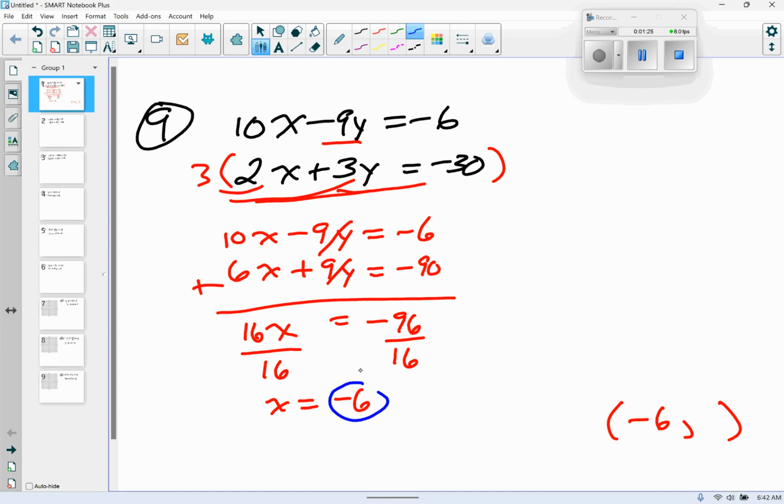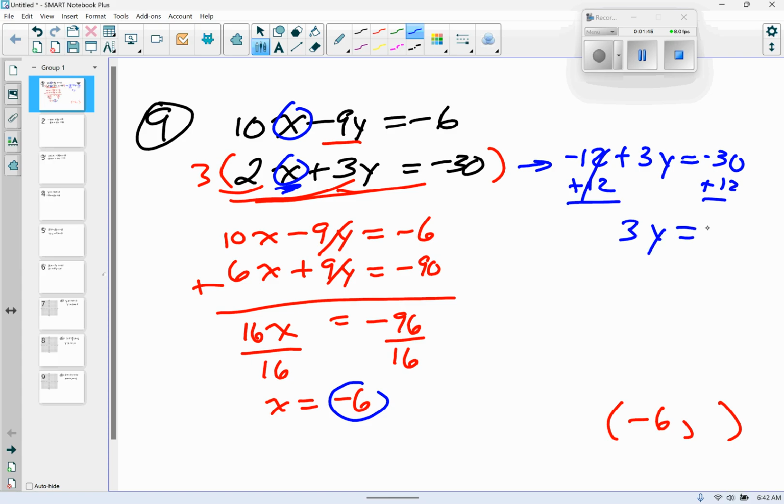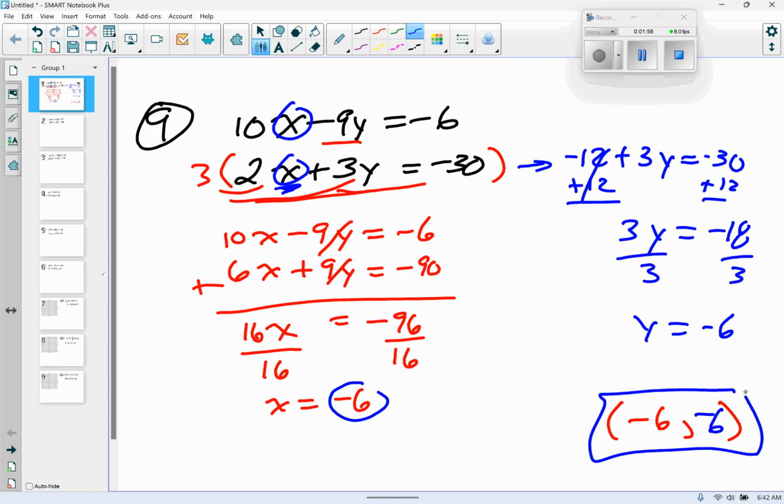I'm going to replace the x here or here, it doesn't matter where. I'll pick the bottom equation. So that becomes a negative 6. 2 times negative 6 is negative 12 plus 3y equals negative 30. Add 12 to both sides. Negative 30 added to 12 gives me negative 18. Divide both sides by 3, so y is equal to negative 6. So negative 6 comma negative 6 is our answer.